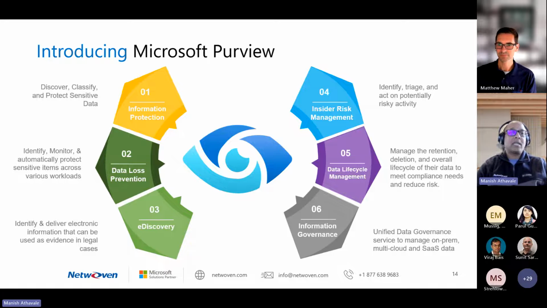So there are six major elements inside Microsoft Purview. We call them Microsoft Purview solutions. The first one is information protection. This is the solution that you would use for discovering data. To understand what data you have, what sensitive data you have, you would classify that data. So for example, is it financial data? Is it GDPR type of data? Is it PII data? And then you will take some steps to protect that sensitive data by utilizing sensitivity labels.